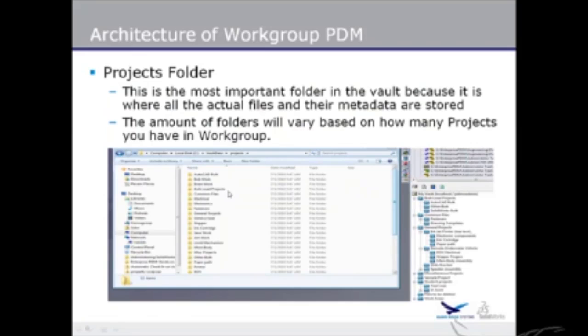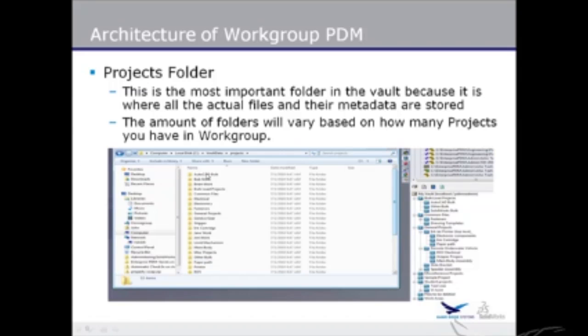So if we browse into that projects folder, what you're going to see is that there is a folder for every project that you have in the vault. Now those of you who are longtime Workgroup PDM users, you know that you can't have two projects in the vault of the same name. And what I mean by that is if you had a top level project called 2010 and a top level project called 2009, you cannot have two sub-projects named Boeing. You would have to have the sub-project Boeing 2010 and a sub-project Boeing 2009.